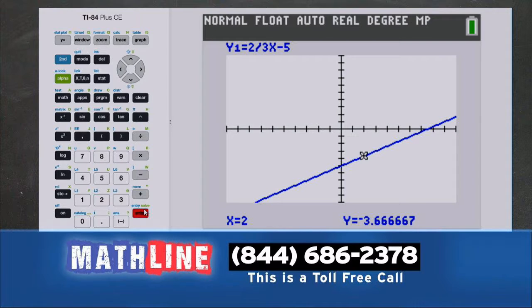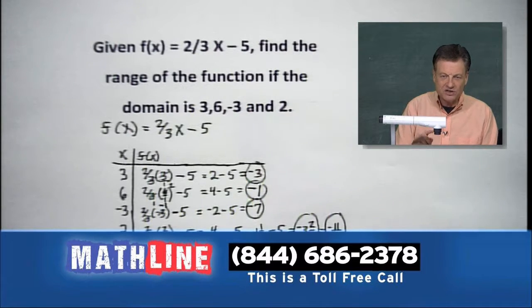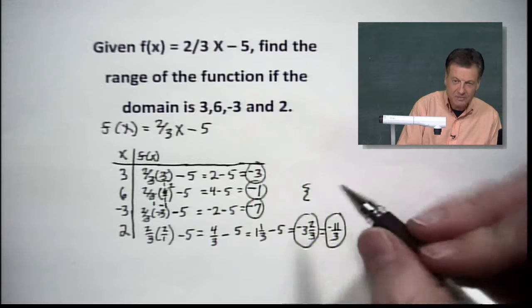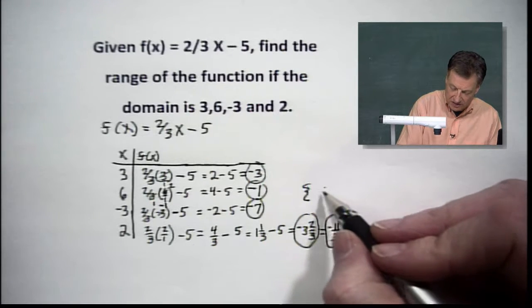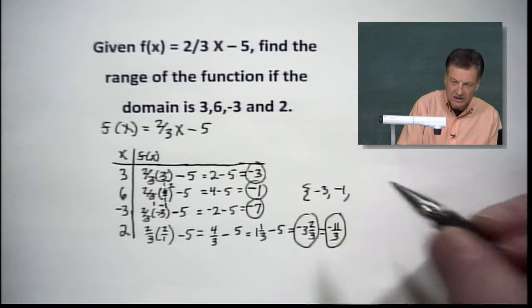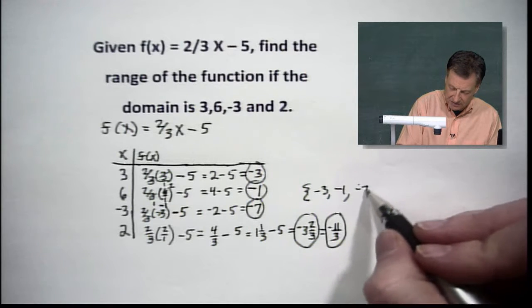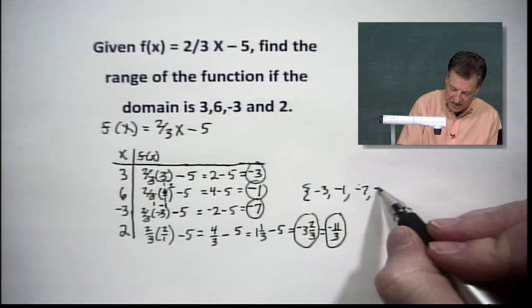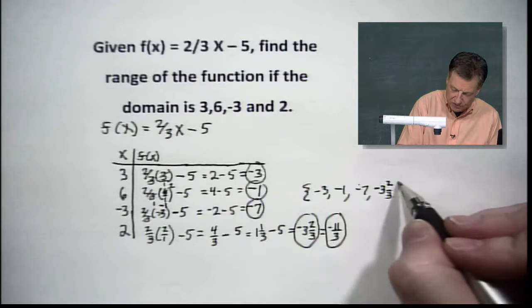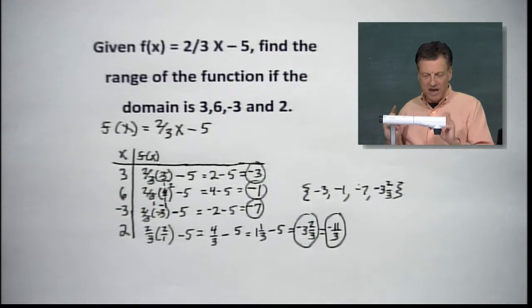Let's go back to our front page here. And our range again is going to be, put it right up here, negative 3, negative 1, negative 7, and our last member of the range was negative 3 2/3. So there you have it. That's your range for the domain.